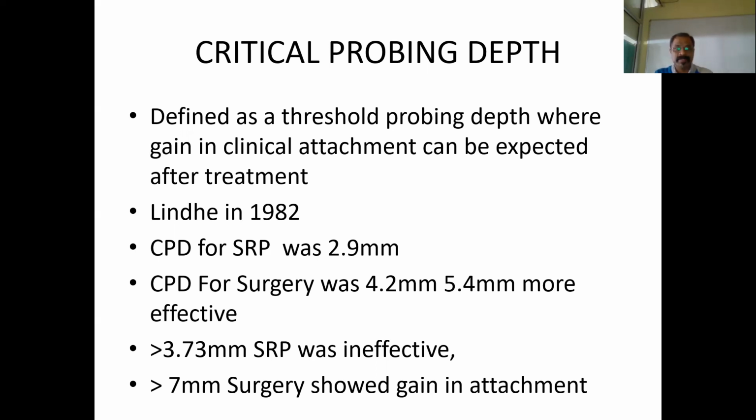As the pocket depth increases, that is more than 3.73 mm, right, subgingival scaling and root planing most of the time is supposed to be ineffective. As the pocket deepens, if you do a periodontal flap surgery, studies again have shown there is a gain in the attachment, right?